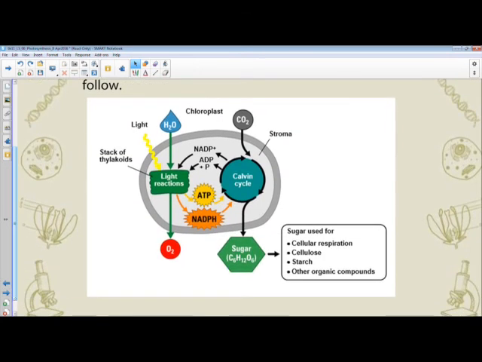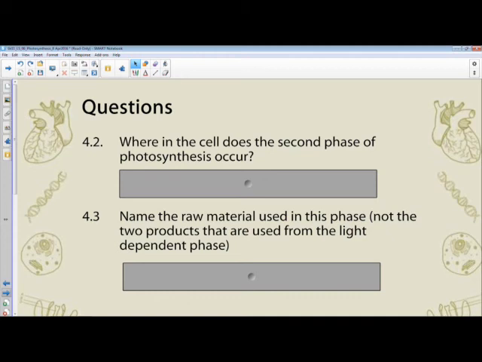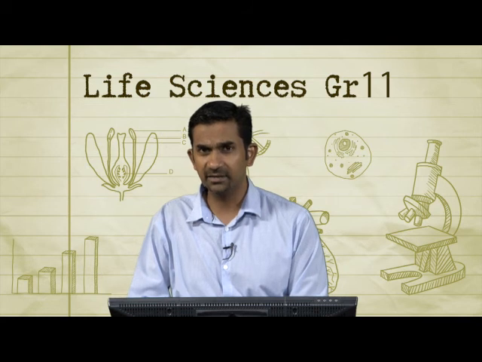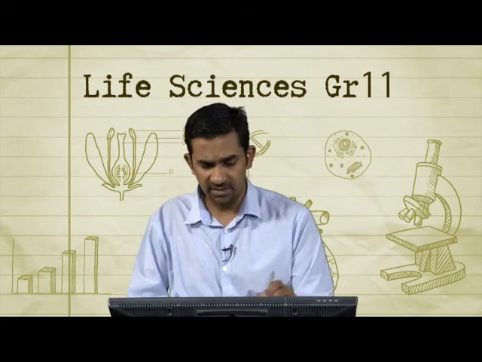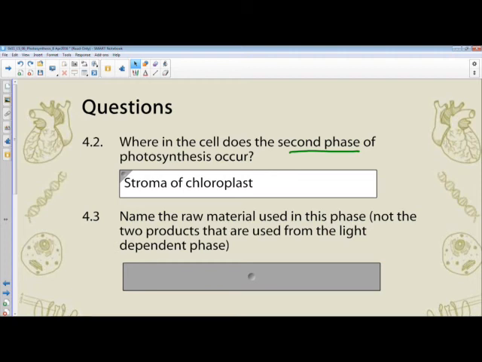Okay, so we're going to get through 4.2. Where in the cell does the second phase of photosynthesis occur? We looked at the diagram and said we're looking at two phases, the light dependent phase and the light independent phase. So where in the cell does the second phase occur? If you quickly chat to your friends, you'll remember that it occurs in the stroma, in the liquid medium.